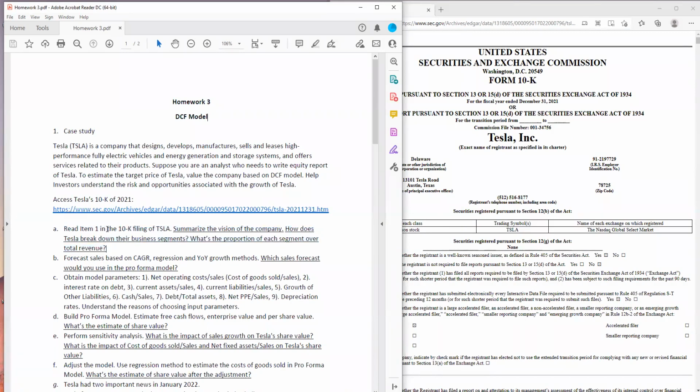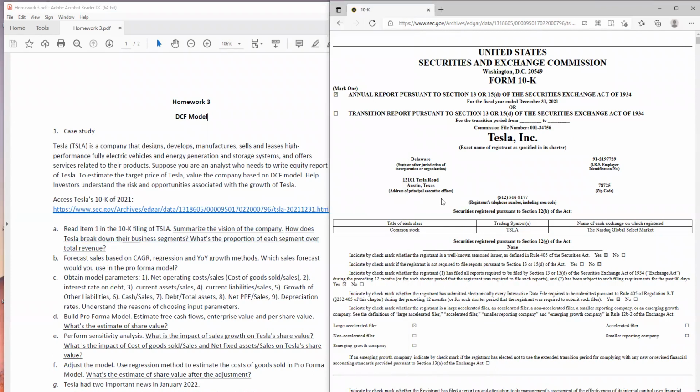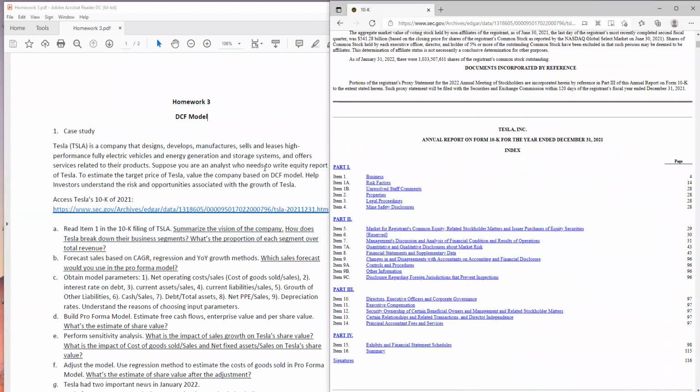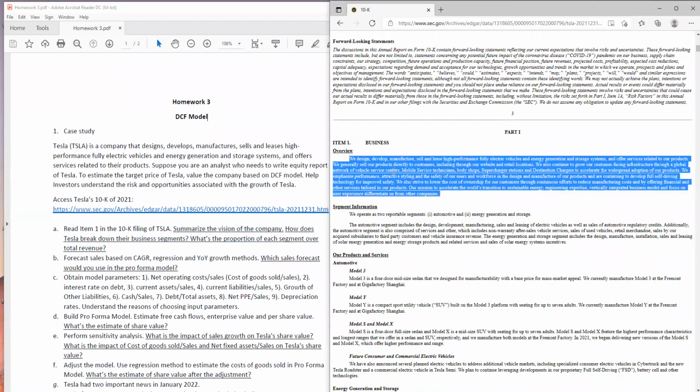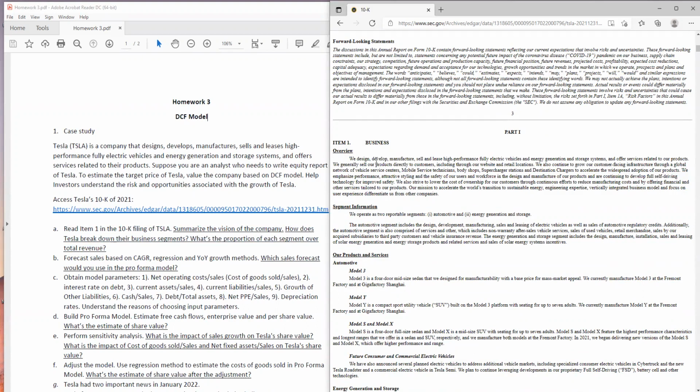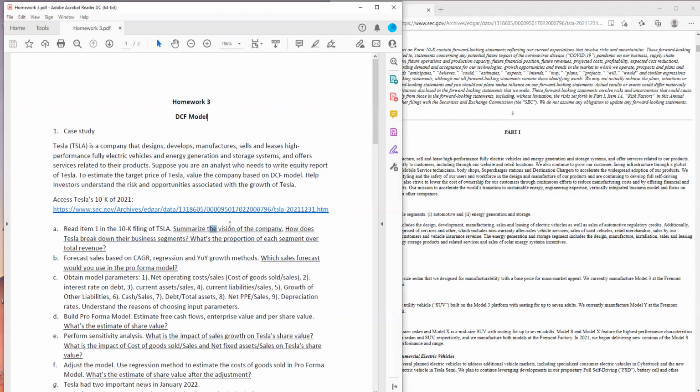Read Item 1 in the 10-K of Tesla. And I think that you should feel very familiar with this type of question. It is related to the previous homework. So we can just go ahead and click Item 1, and you can just read all of the overview here. Summarize the vision of the company.